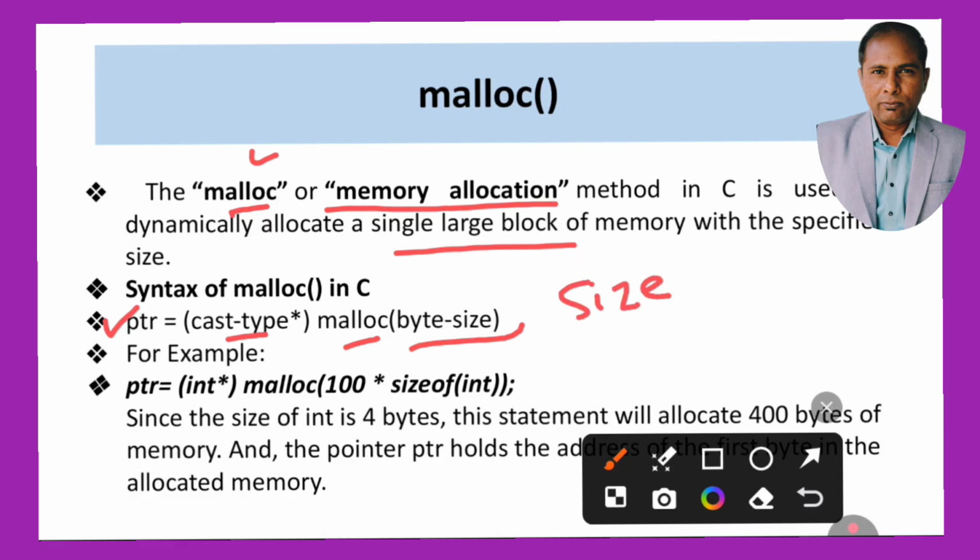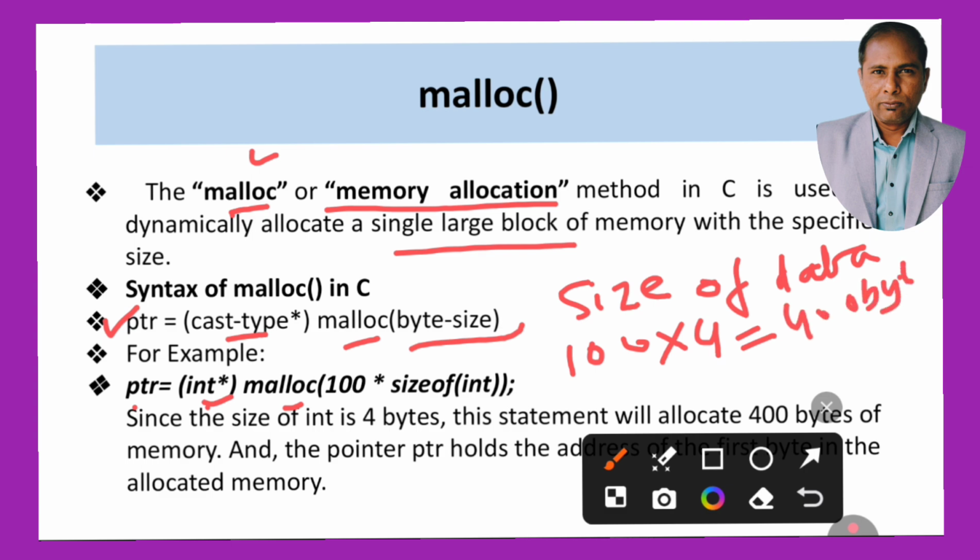What will we be writing? Size of data. For example, we can take one example. If the data type is integer type, then we write ptr is equal to int star. We have made this pointer. Then we are writing the malloc. If I am having 100 integers, then I will be writing 100 into size of one integer. If one integer is having size 4 bytes, then I will be having 100 into 4. So that is 400 bytes of memory will be allocated.